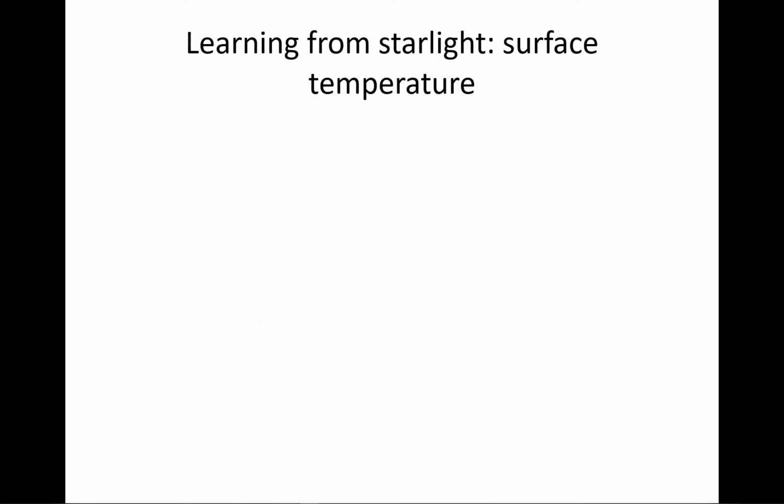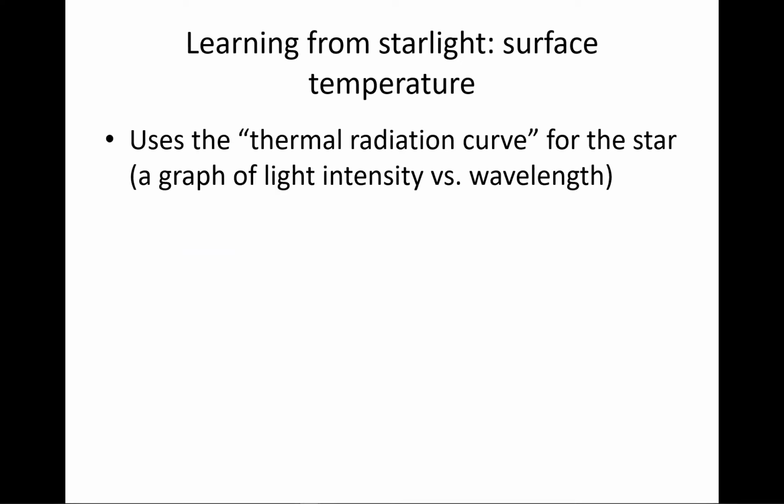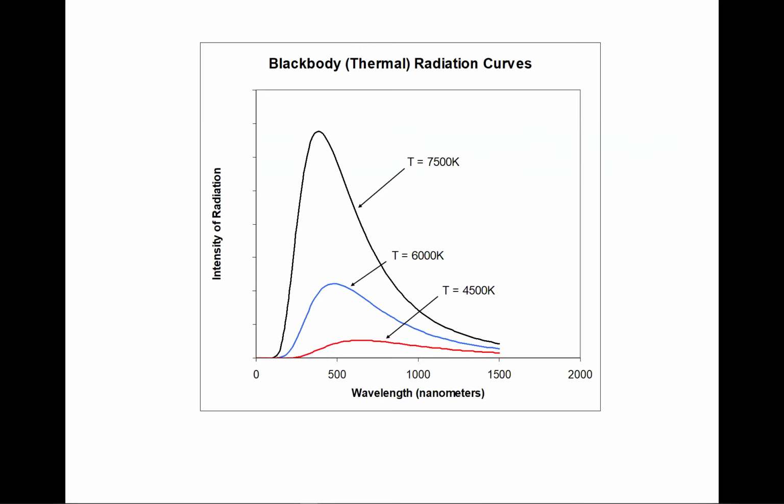Things we can learn from starlight: the surface temperature. And this will use the thermal radiation curve idea. We learned about this when we studied electromagnetic radiation, the graphs of light intensity versus wavelengths. Here are some perfect black body radiation curves. These are the theoretical curves. They don't behave the way things in nature do, although there are a few instances in nature where there have been nearly perfect thermal radiation curves produced by things.